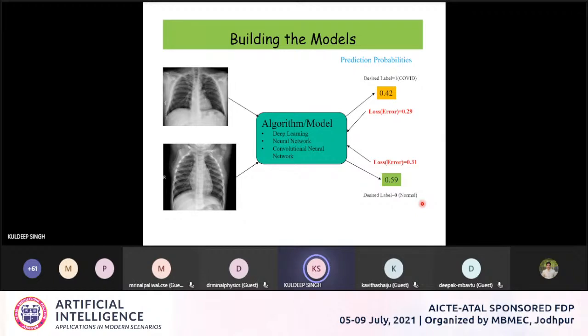So this is some kind of optimization or minimizing problem where we are minimizing the error by adjusting the parameters of these algorithms and models. So we formulate some kind of cost function or an objective function and try to minimize that cost function or the objective function. So slowly after iterations, this error will be approaching towards 0, and these labels will be close to the desired labels.